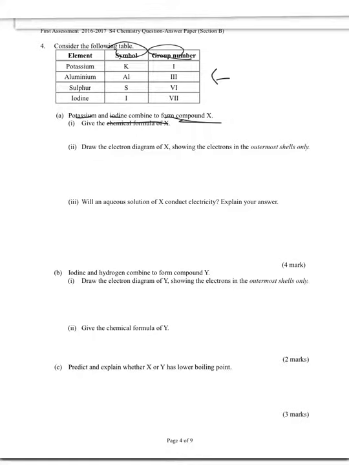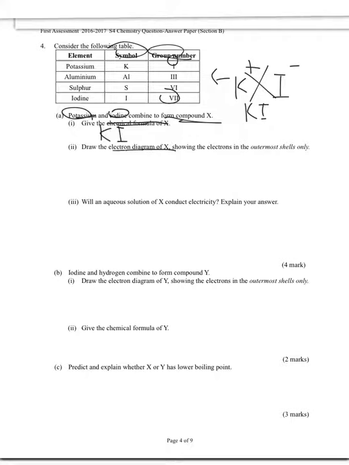First, recognize whether it is metal and non-metal forming a compound, or non-metals only. Potassium is a metal, iodine is a non-metal, so they form a compound with ionic bond. So for ionic bond, how to find out the chemical formula? For potassium, group 1 means 1 plus charge. For iodine, group 7, so it must be 1 minus charge. So you use the cross method to arrive at the chemical formula, which will be KI.